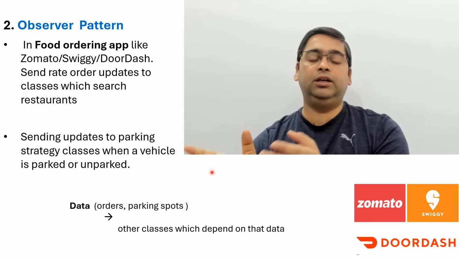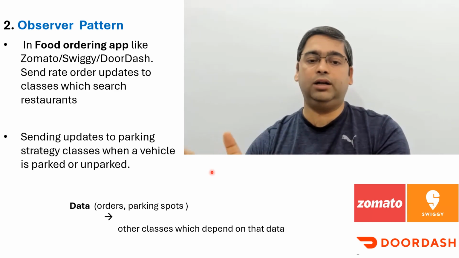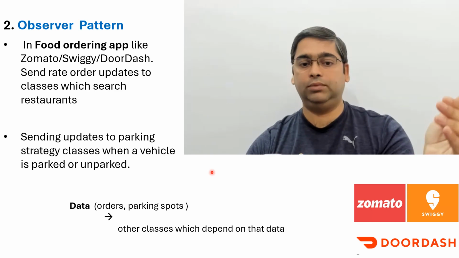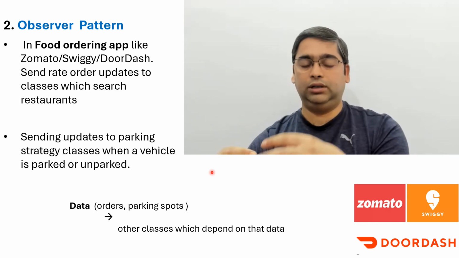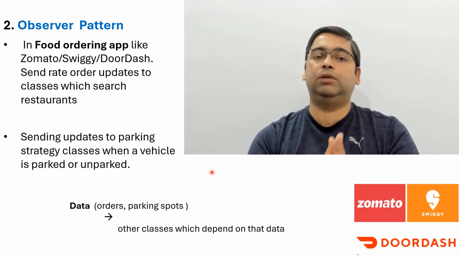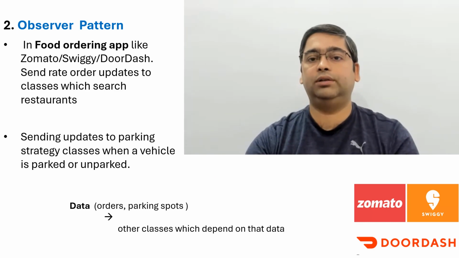So those internal data structures need to be updated when a spot has been booked using some other algorithm, so that this algorithm can work correctly. So in these cases we use the observer pattern. Let's see how we do it.